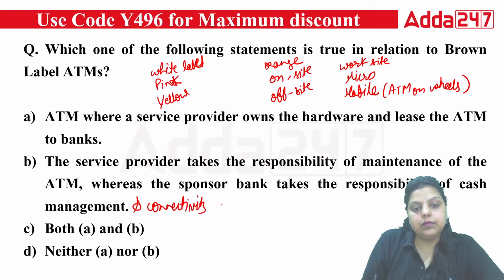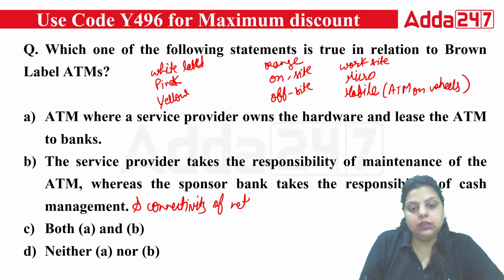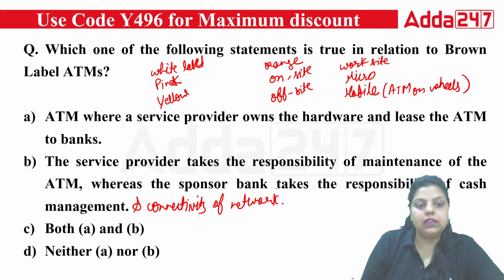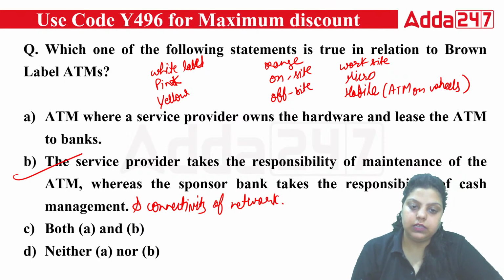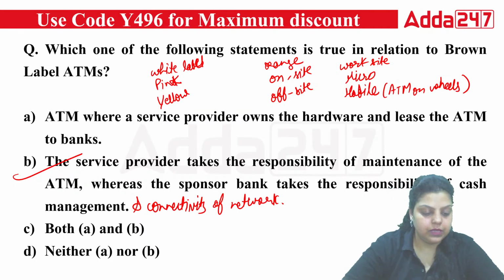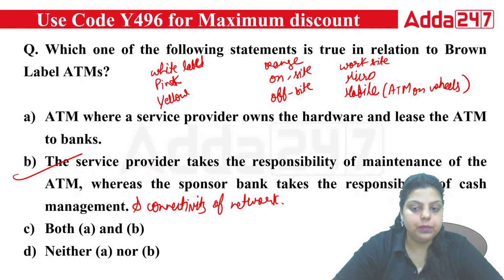Connectivity of network. Both responsibilities will be taken by the bank, the sponsor bank, and the maintenance will be taken by the service provider. So the right answer is B. Okay, the right answer is your B option.